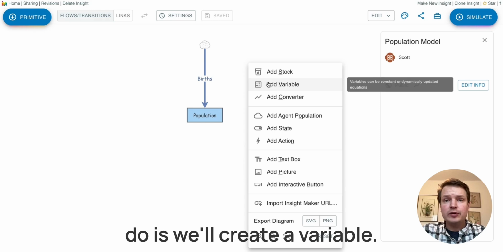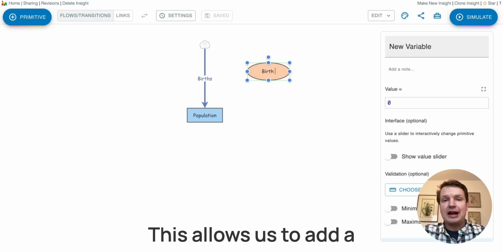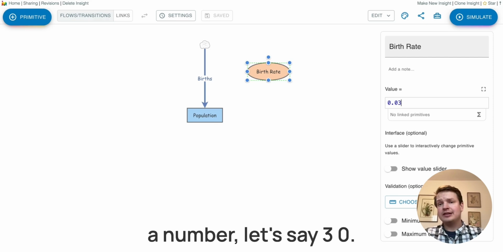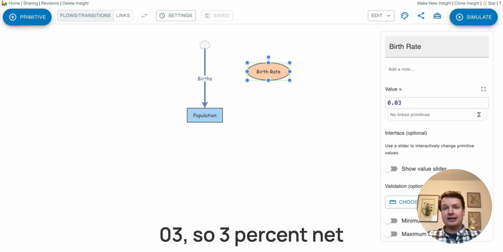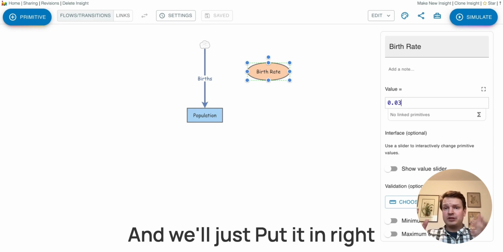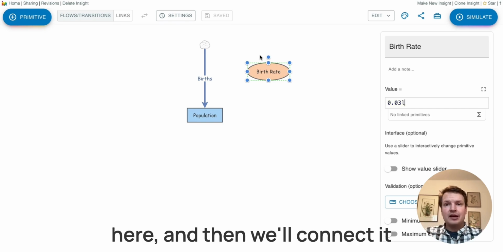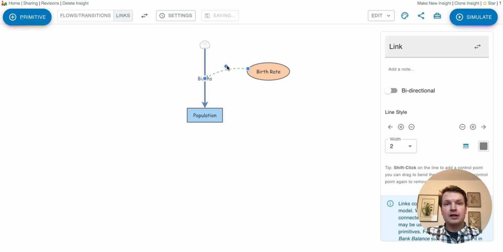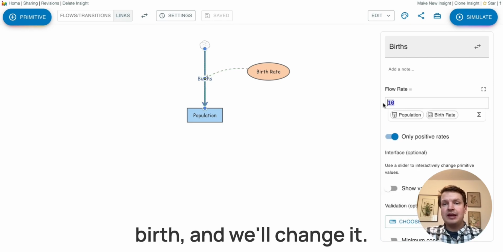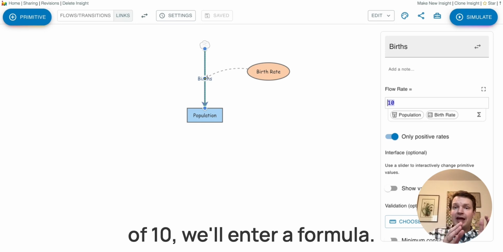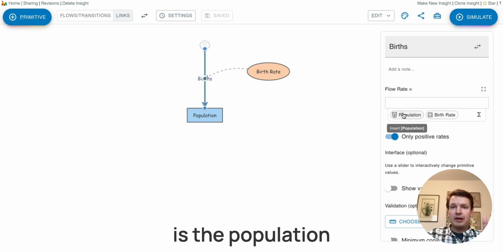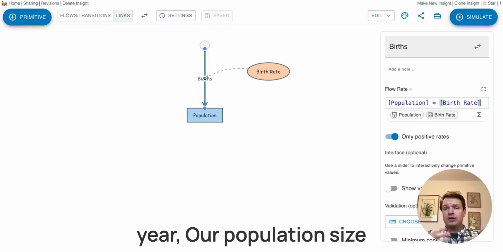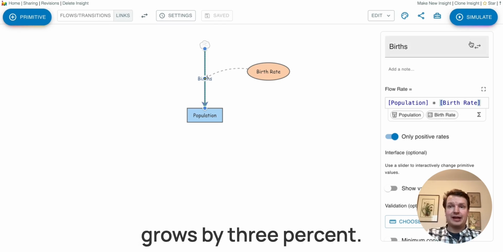To do it, the first thing we'll do is we'll create a variable. This allows us to add a constant to the model that will represent the net birth rate. And we'll just choose a number, let's say 0.03, so 3% net growth every year. And we'll just put it in right here, and then we'll connect it to our birth. Then we'll go to our birth, and we'll change it. Instead of being a fixed amount of 10, we'll enter a formula. And what we'll enter is the population times that birth rate. This will mean every year our population size grows by 3%.